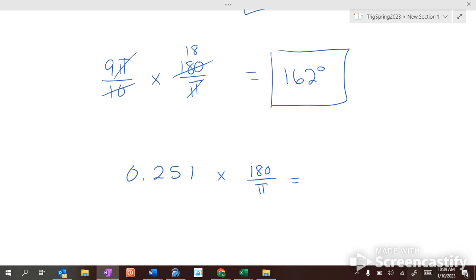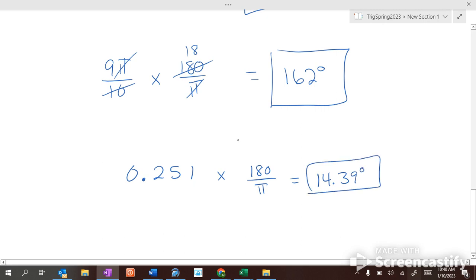So what is your answer? What is 0.251 radians converted to degrees? Fairly small number of degrees. 0.251 times 180 divided by pi. Somebody help me out. Give me one more decimal. Okay, 14.39 degrees.